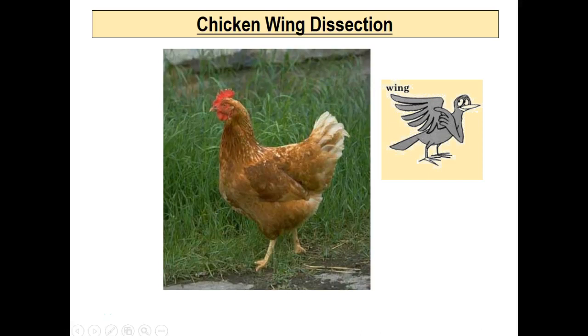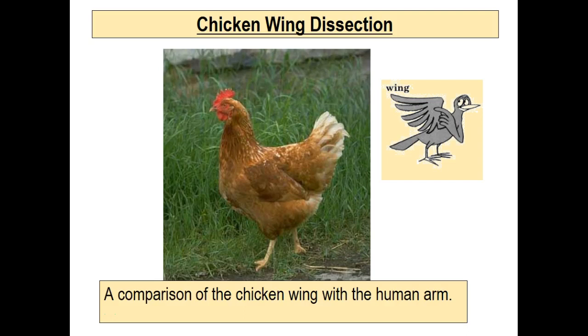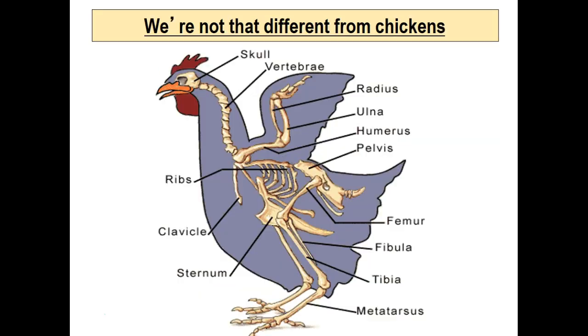Okay, so we're going to be doing a chicken wing dissection. Why would we want to do a chicken wing dissection? Well, because you can make a comparison of the chicken wing with the human arm. And you can learn about the bones, you can see the bones, and you can learn about how the muscles move the bones. So the fact is, we're not that different from chickens.